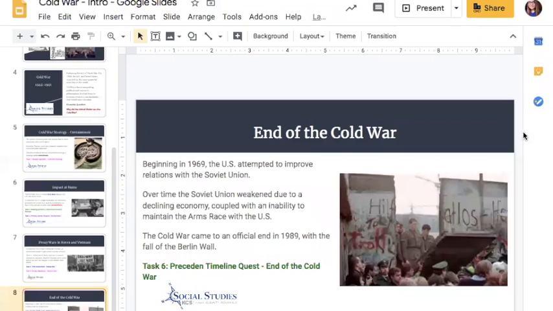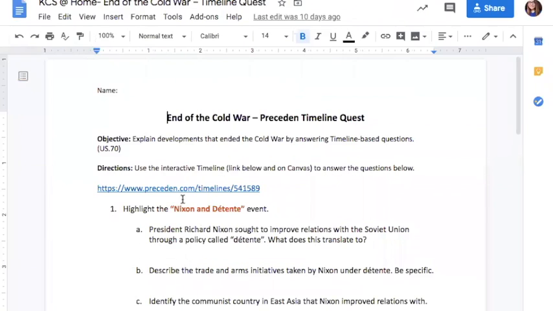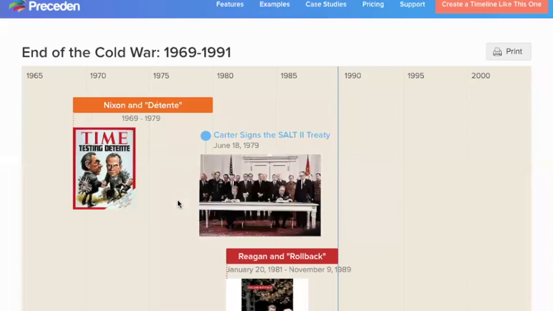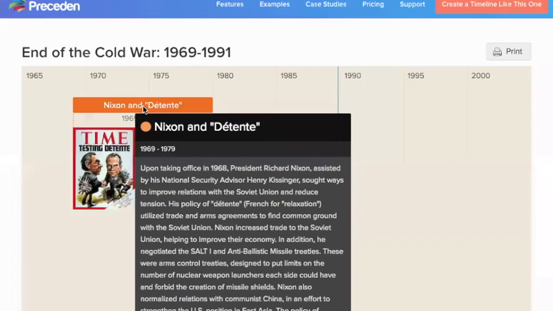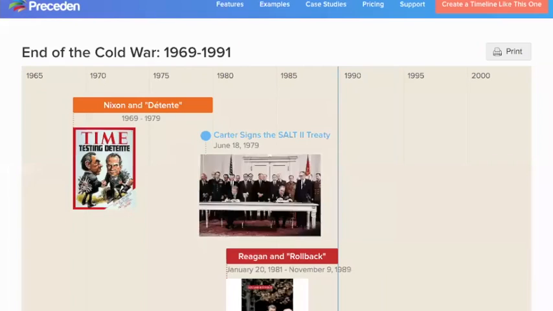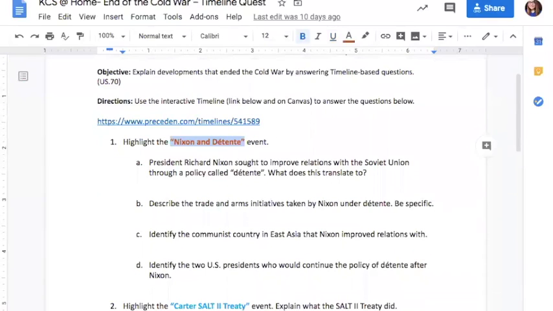So for this task, you will be completing a timeline quest. So a timeline quest is going to be similar to a Google Map quest, only it's going to be a timeline. So for each question, it's going to tell you what event to highlight, and then you will just highlight it, read about it, and answer the questions that follow. This timeline will aim to explain the developments in each president's actions in ending the Cold War.